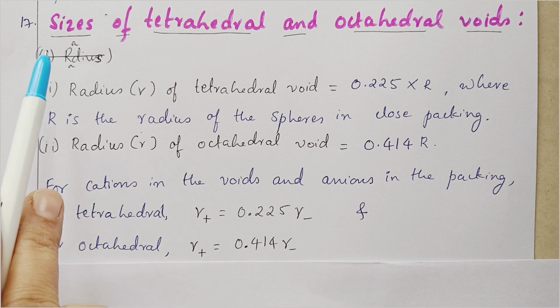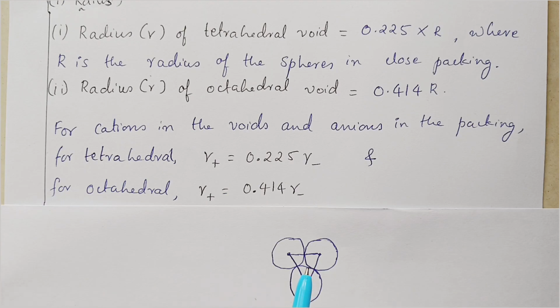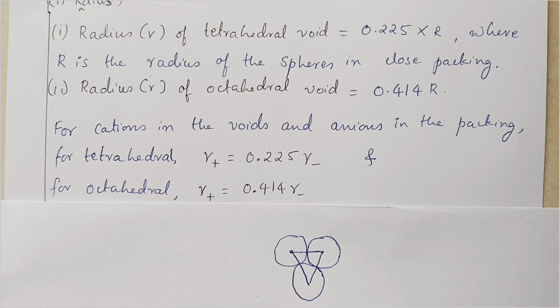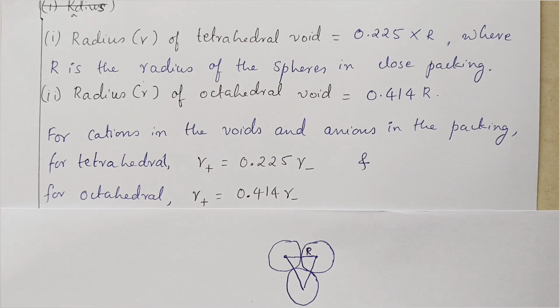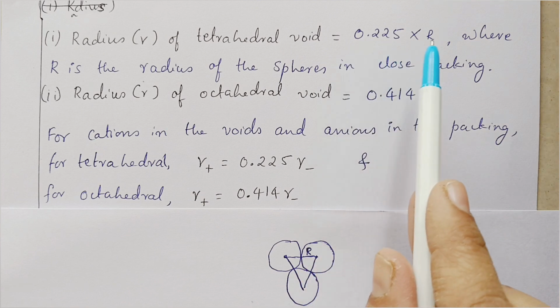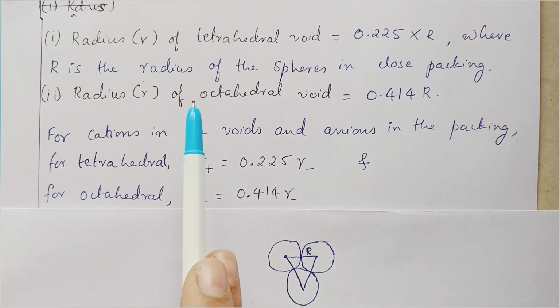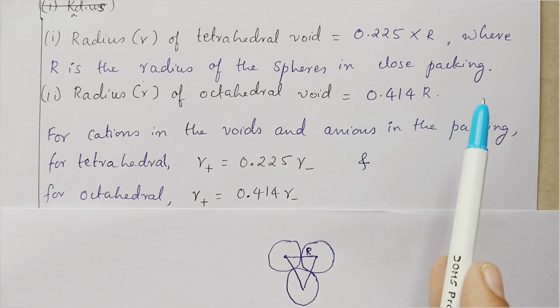Now, what are the sizes of these tetrahedral and octahedral voids? Consider a tetrahedral void. Here, 3 particles are arranged in one plane. Now, just imagine one more particle below this plane in a tetrahedral fashion. Now, this represents the radius of the particle. So, radius r of the tetrahedral void would be equal to 0.225 into R, where R is the radius of the spheres in close packing. Similarly, radius of the octahedral void would be equal to 0.414 R.